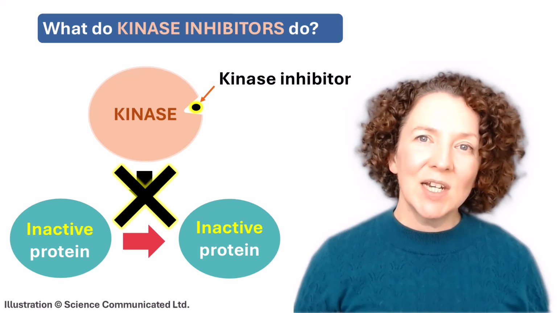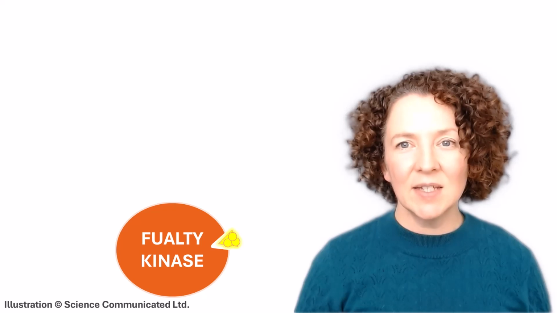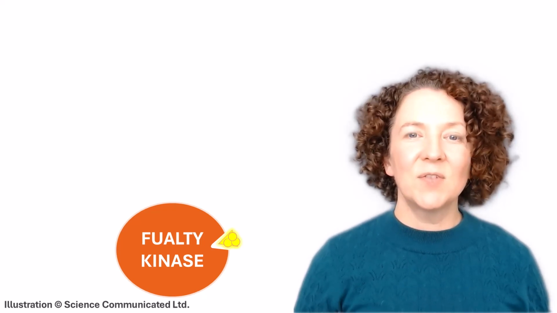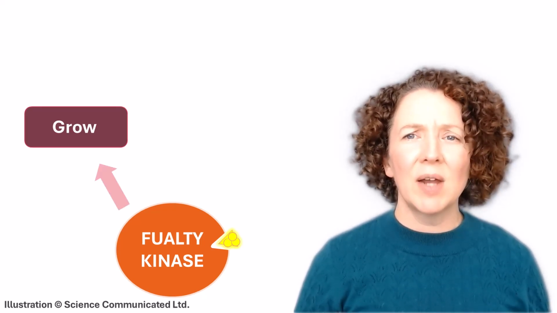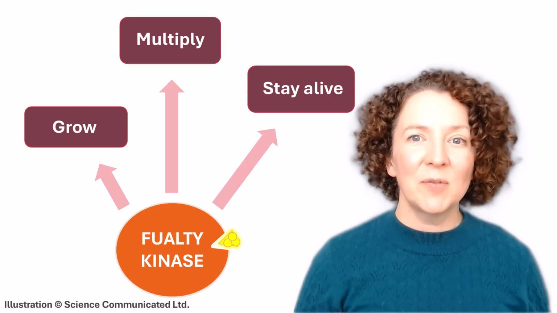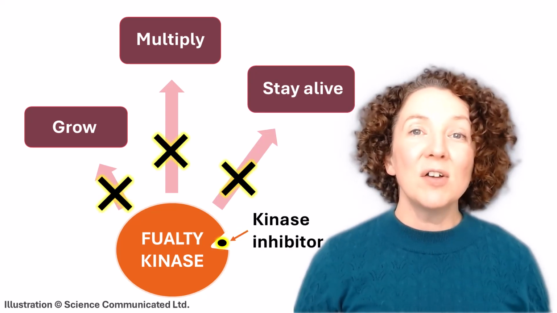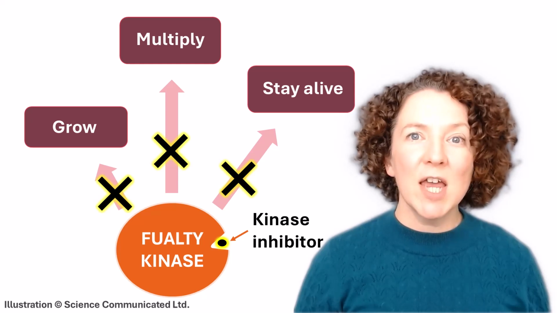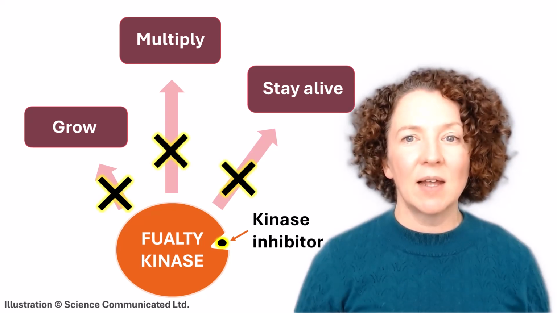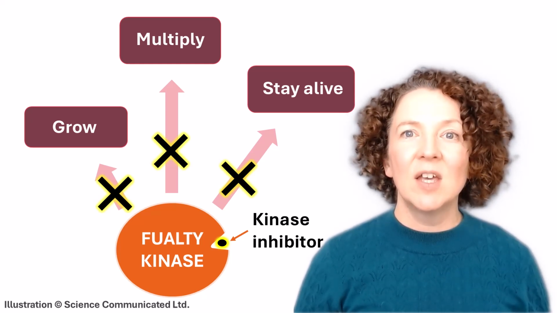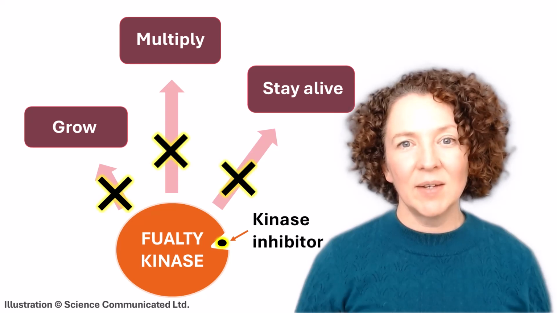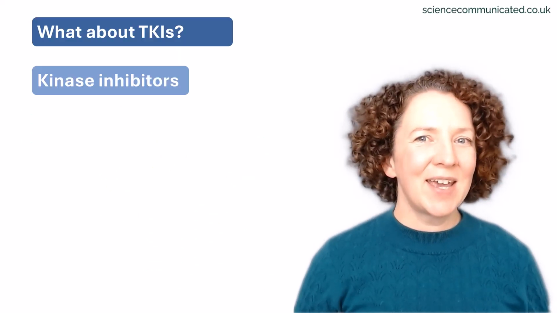This is especially useful in cancer cells, which often contain faulty kinases. These kinases force the cancer cells to grow and multiply and prevent them from dying, even though they contain lots of DNA damage. Because the faulty kinase is driving the behavior of the cancer cell, a kinase inhibitor can cause cancer cells to die. So what about TKIs?